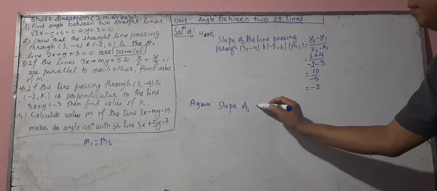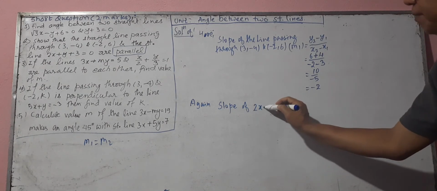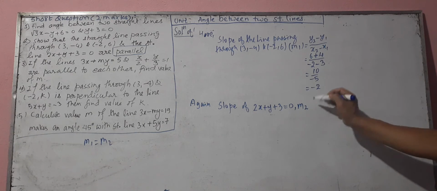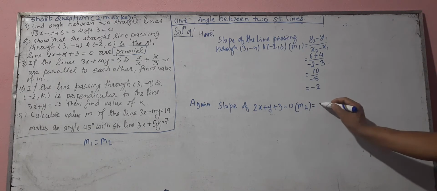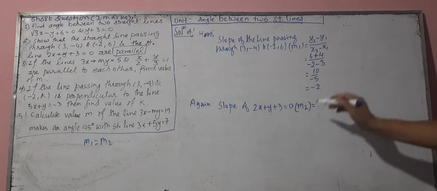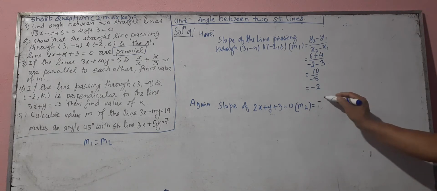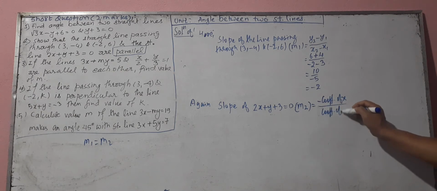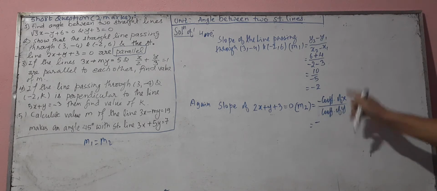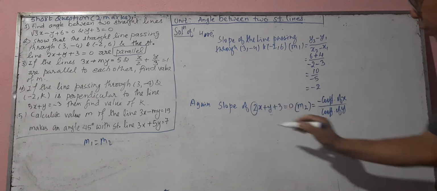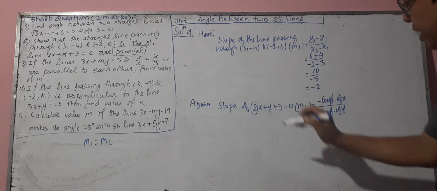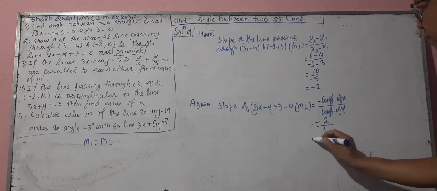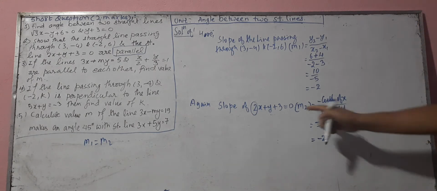Again, now we find the slope of another line, 2x + y + 3 = 0. Let it be m2. This is in the form ax + by + c, so we write minus coefficient of x divided by coefficient of y, which equals minus 2 over 1, since there is only y, so it is 1 times y. So the slope is -2.